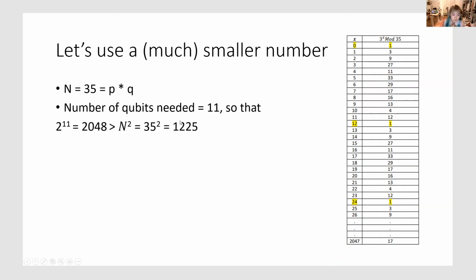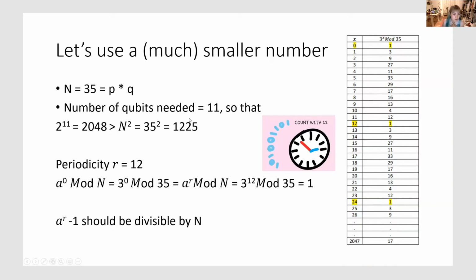So 2048 states will be the smallest number. 11 will be the smallest number of qubits that you need to cover this number here. And then you see this periodicity starting to show with 12. So I already mentioned that a to the power of 0 mod n, where a is 3, and then 3 to the power of 12 mod 35, they all equal 1. So these numbers, they're all 1s.